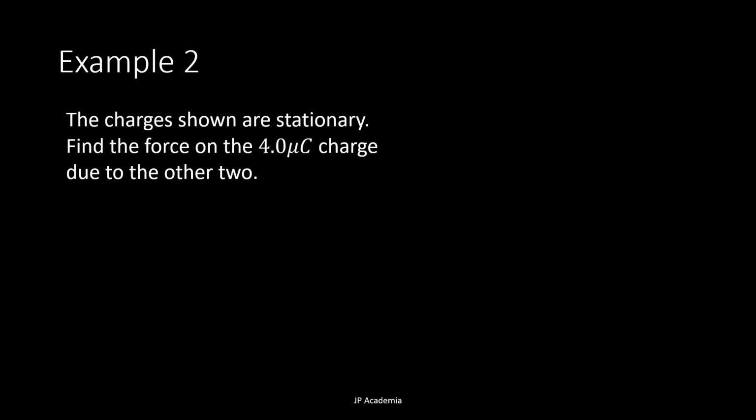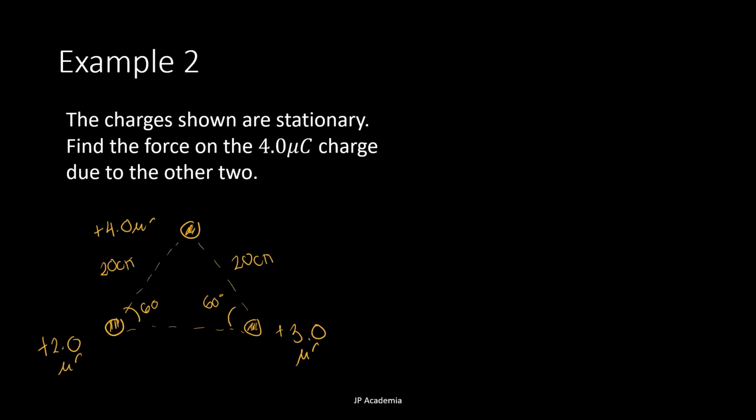Okay, next problem. Example number 2, the charges shown are stationary. So, ito yung itsura ng charges natin sa case na to. And we want to find the force on the 4 microcoulomb charge, this one, due to the other two charges. So, the other two charges natin, positive 2 microcoulomb. Then we have positive 3 microcoulomb. Then we have this distance, 20 cm. Then, itong angle na to ay 60 degrees pareha. So, isosceles triangle yung configuration natin.